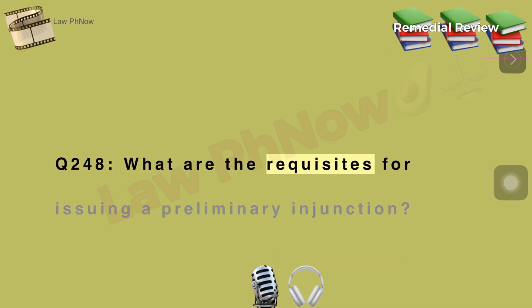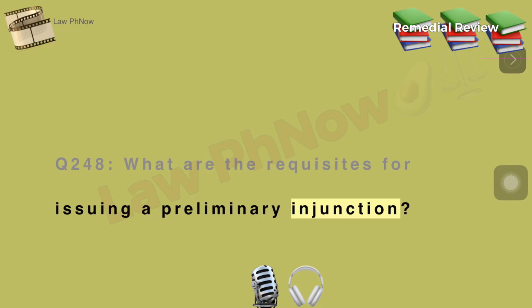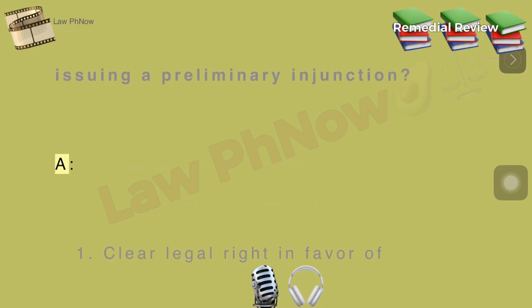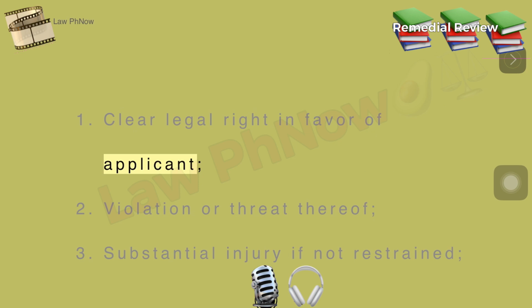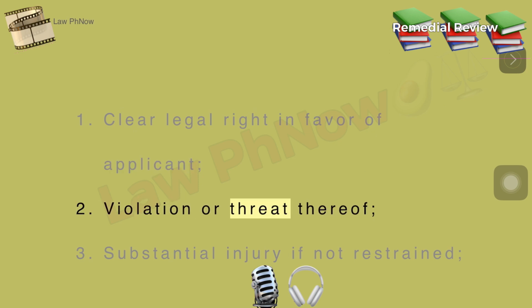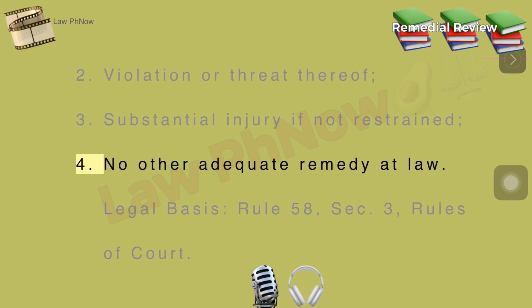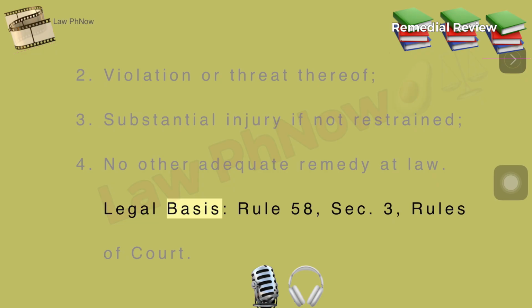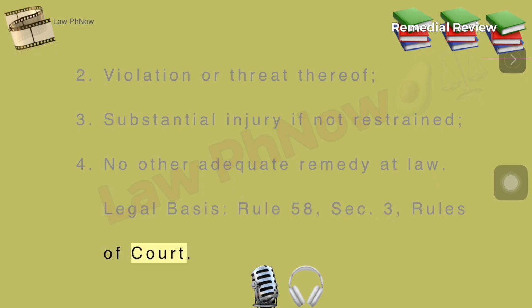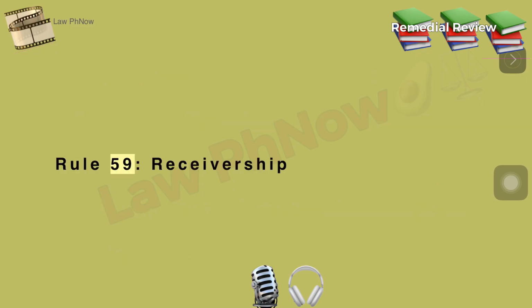Q248. What are the requisites for issuing a preliminary injunction? A. 1. Clear legal right in favor of applicant. 2. Violation or threat thereof. 3. Substantial injury if not restrained. 4. No other adequate remedy at law. Legal basis: Rule 58, Section 3, Rules of Court. Rule 59, Receivership.